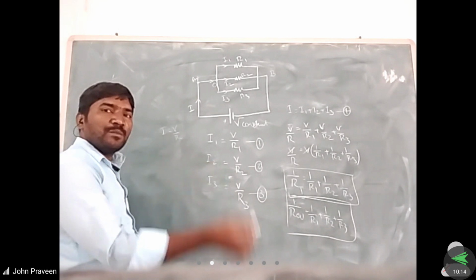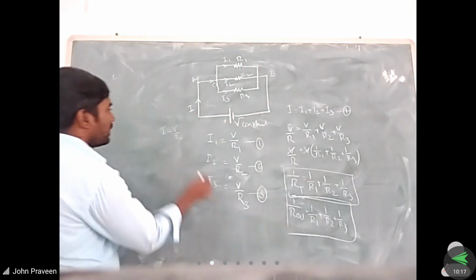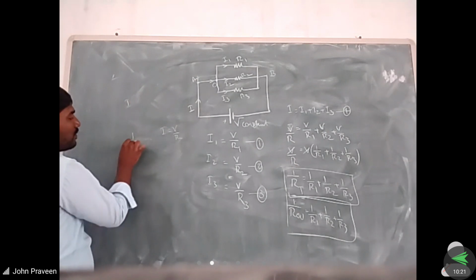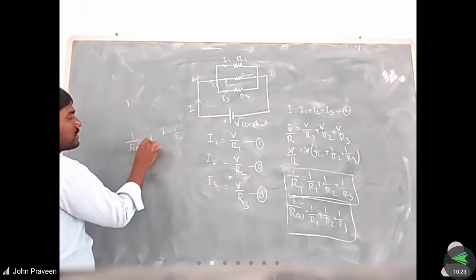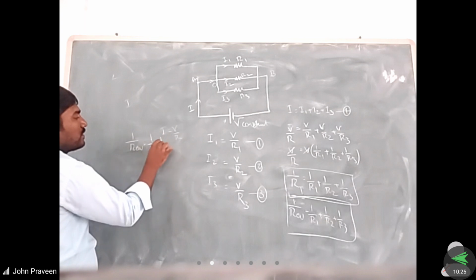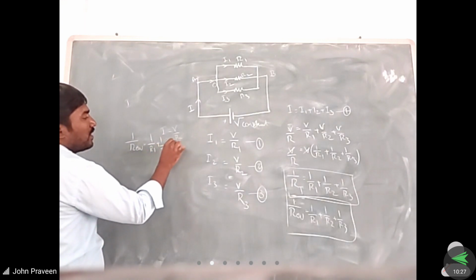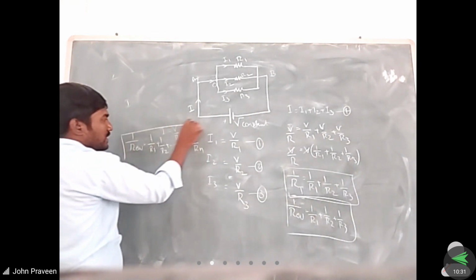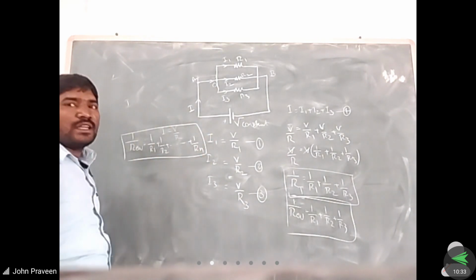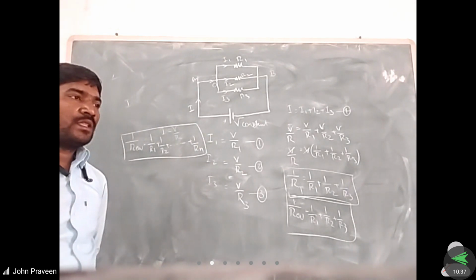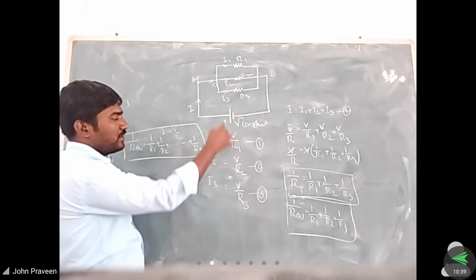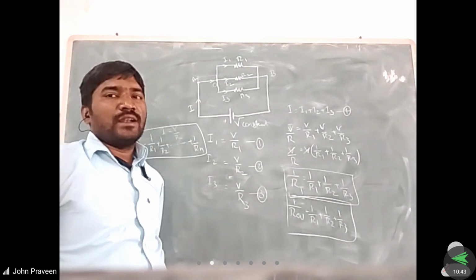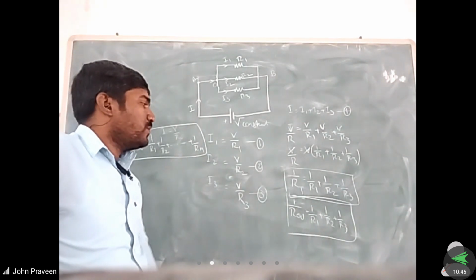If there are n number of resistors present, that implies 1 by R equivalent is equal to 1 by R1 plus 1 by R2, and so on up to 1 by Rn, if n number of resistors are connected in parallel. So this is the formula we use when three resistors are connected in parallel. This formula we will use.